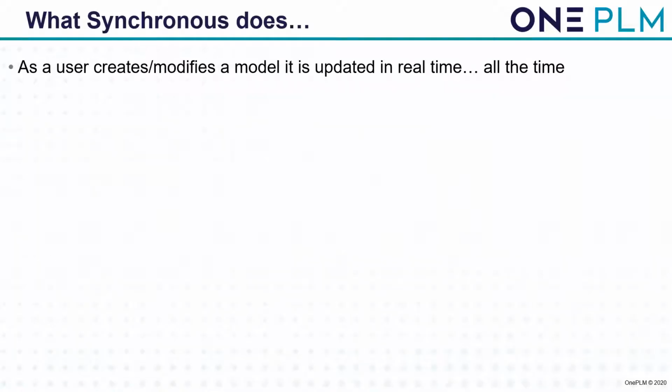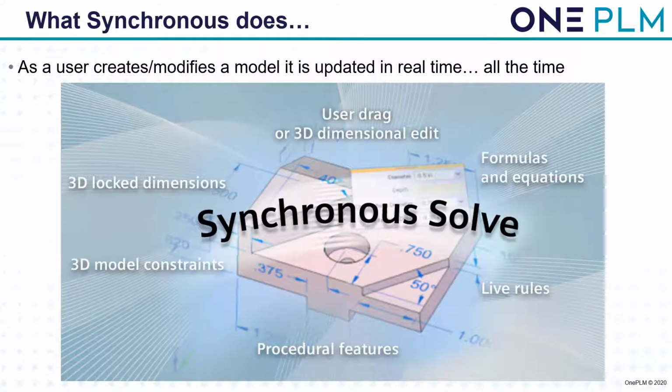So let's have a look at what synchronous does. As a user creates or modifies a model, it is updated in real time all the time. We call this the synchronous solve. In fact, that's where the name came from. A unique ability to synchronize a solve between rules, features and geometry is what allows such superior capability in model editing. As a user makes a change, either by dragging a face or editing a dimension, only the affected geometry is updated. This synchronous solve manages modifications and updates only the minimum amount of geometry, governed by key components such as 3D lock dimensions, live rules, and procedural features.